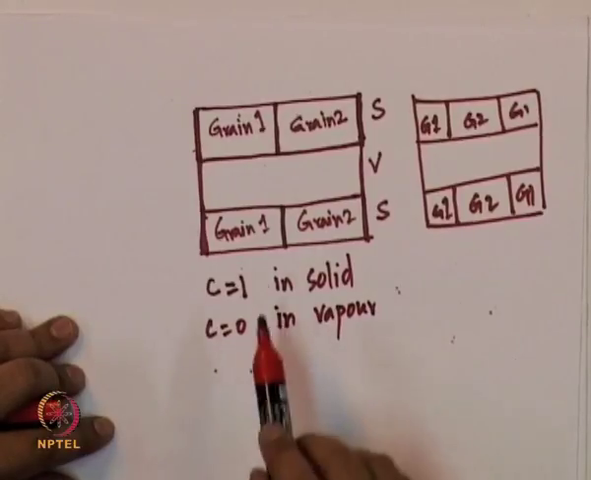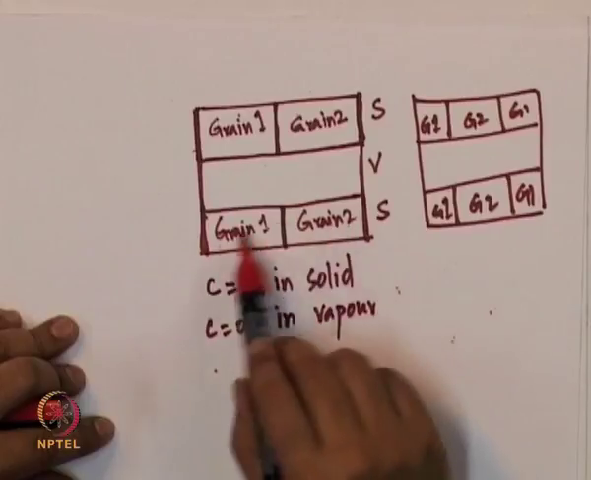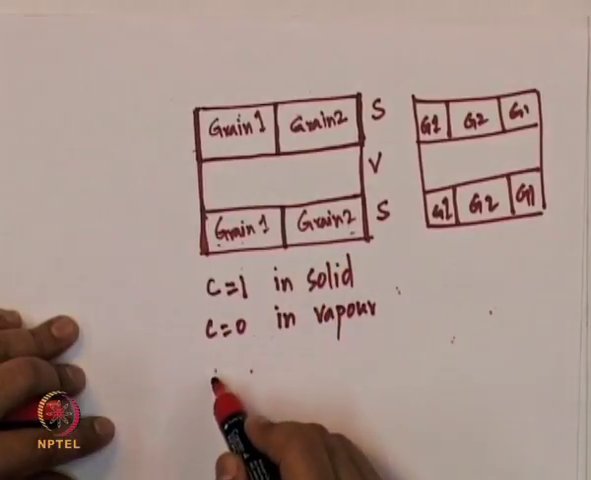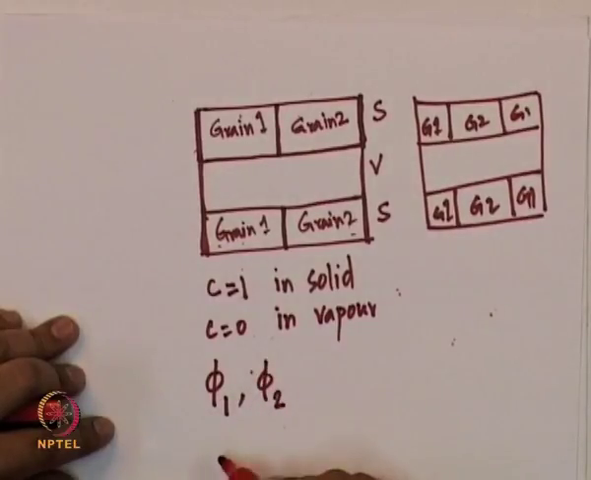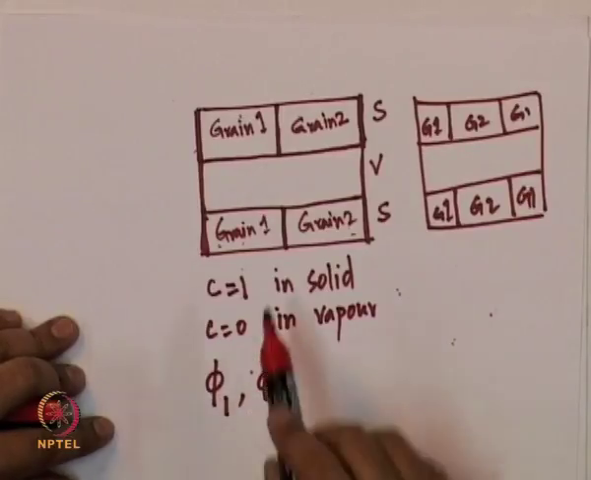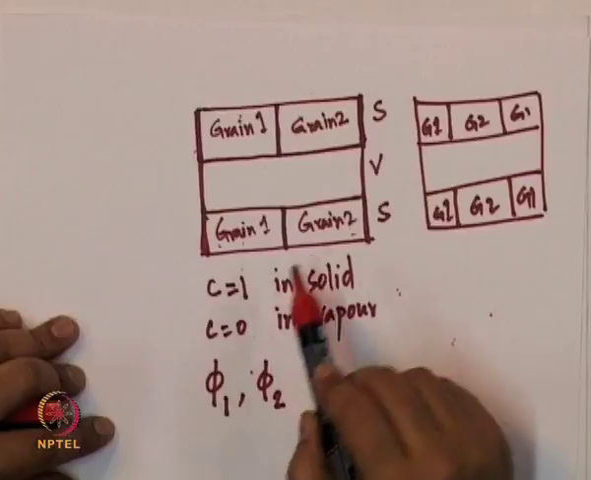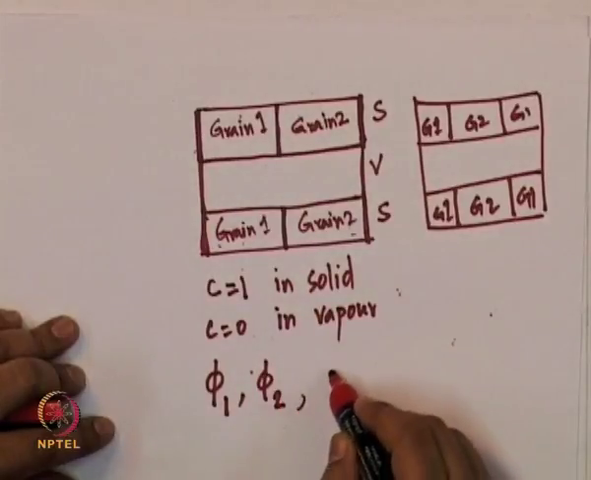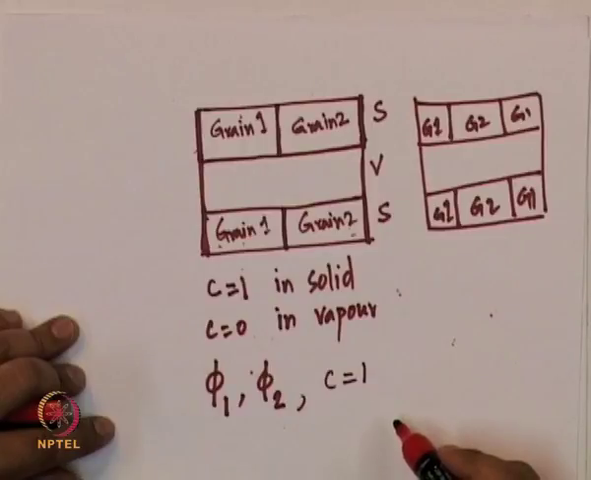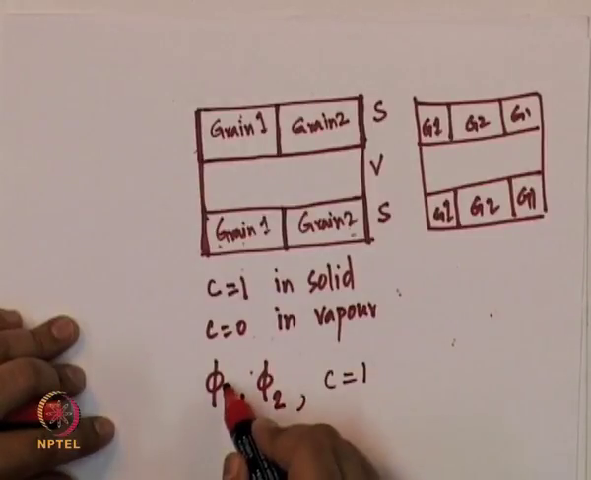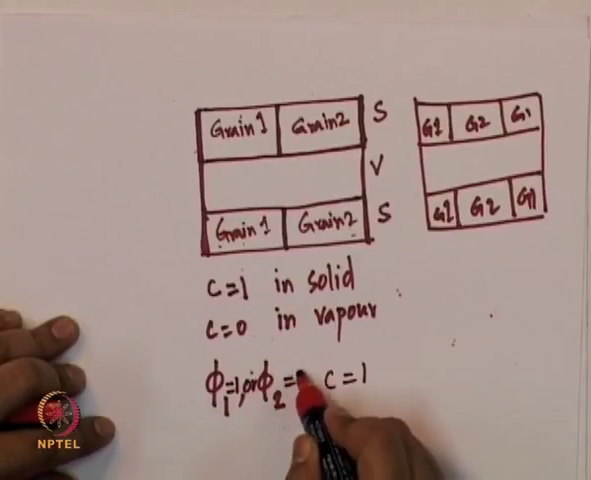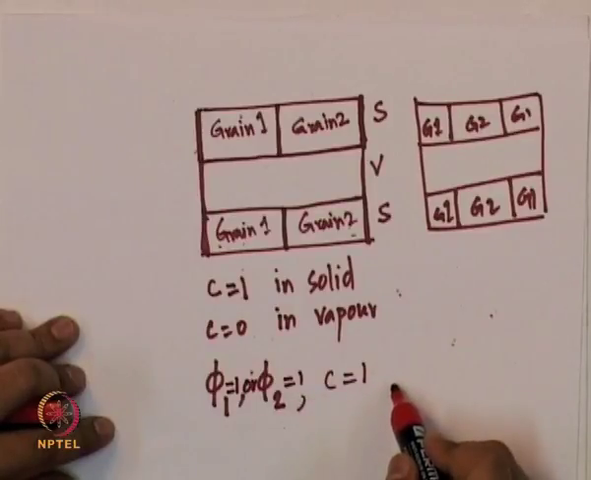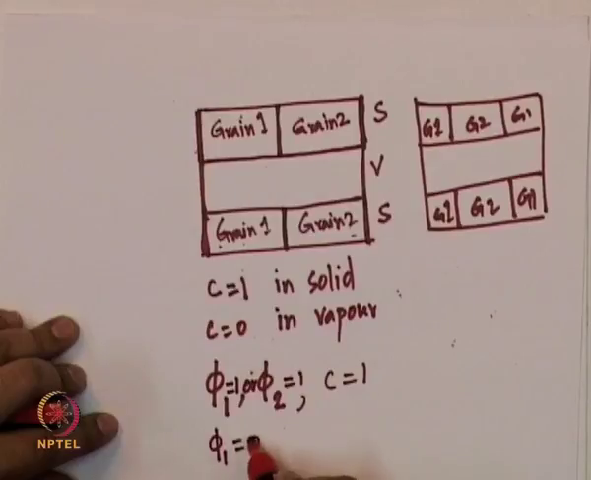The second and third order parameter, of course, are the ones which represent the grain structure. So, that means they will be phi 1 and phi 2. Now, wherever phi 1 and phi 2 are there, because they represent grain structures, the minima should be such that phi 1 equal to 1 or phi 2 equal to 1 means C equal to 1. Only when phi 1 equal to 0 equal to phi 2, then C equal to 0.